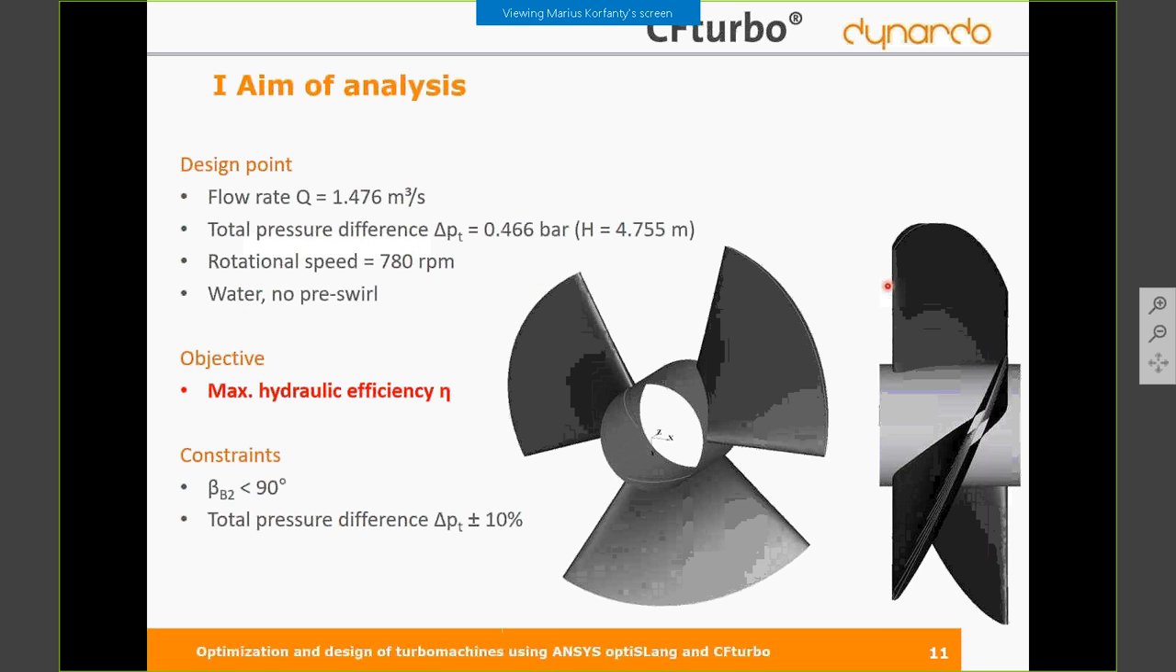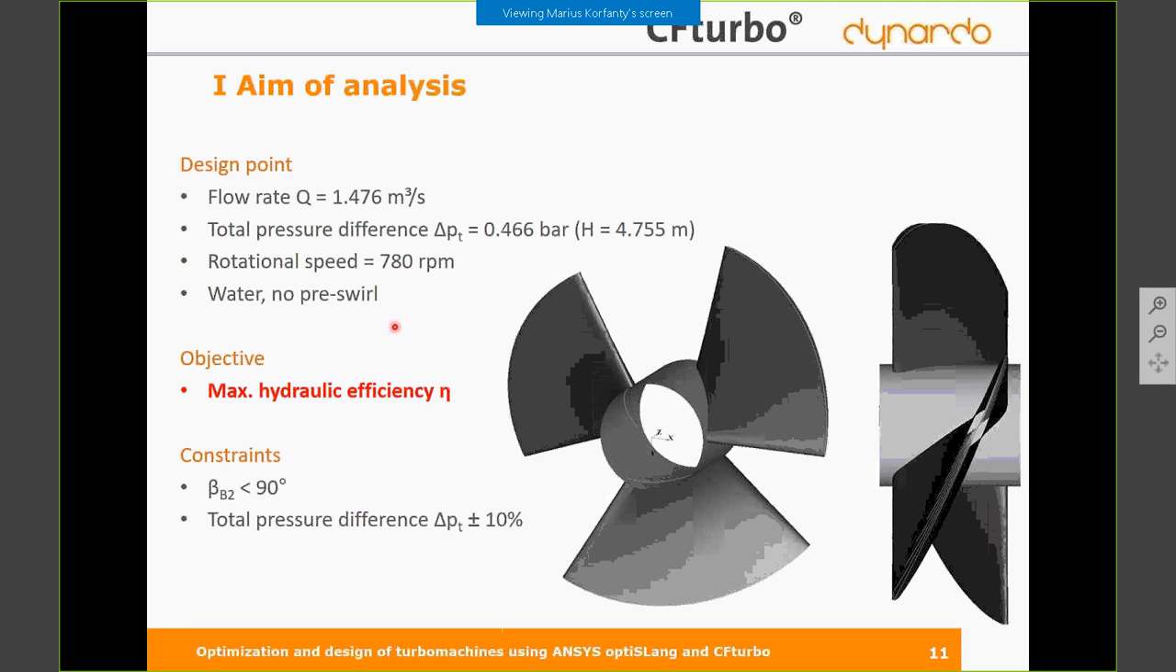At the beginning of the development process of a new product, you normally have requirements which the product has to fulfill. In our case, the pump should achieve a head of 4.75 meters at the volumetric flow rate of about 1.5 cubic meters per second and at a speed of 780 revolutions per minute. The pump should have the best possible efficiency, and maximizing the efficiency will be the main objective of our optimization process.